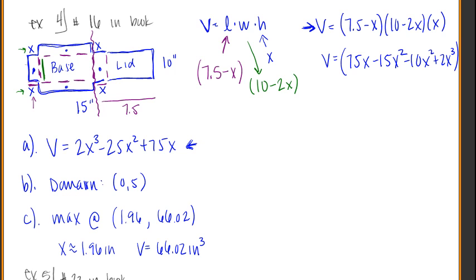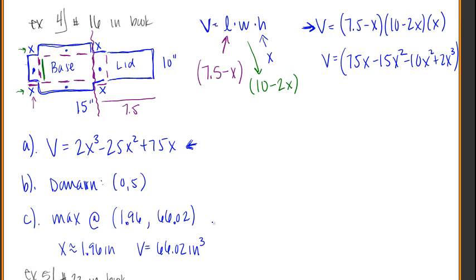Okay, so hopefully y'all did what I did, where I just plugged in y equals 2x cubed minus 25x squared plus 75x into my calculator, and then I had it calculate the maximum point, and it gave me the coordinate of 1.96, 66.02. So interpreting that a little bit, it basically says that my x value, the pieces I'm cutting away, is roughly 1.96 inches, and then I get a maximum volume of 66.02 inches cubed.